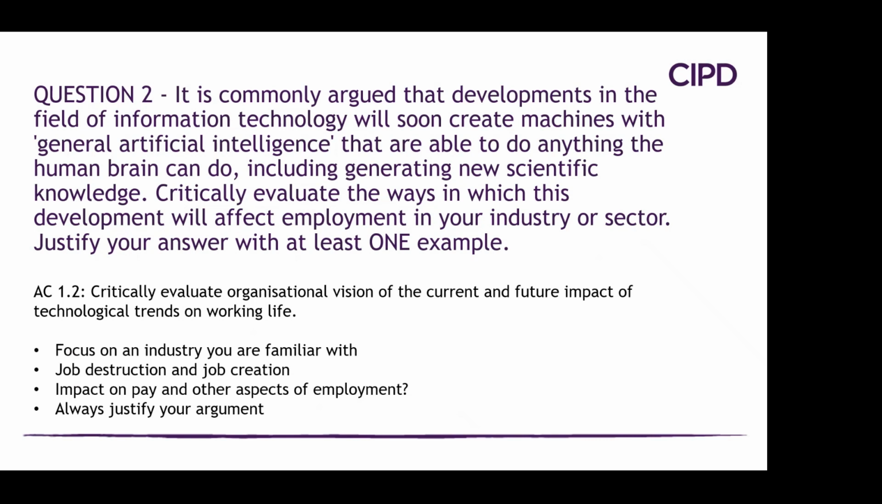It is commonly argued that developments in the field of information technology will soon create machines with general artificial intelligence and are able to do anything the human brain can do, including generating new scientific knowledge. Critically evaluate the ways in which this development will affect employment in your industry or sector. Justify your answer with at least one example. So you can use more than one example, but we do need at least one example here.